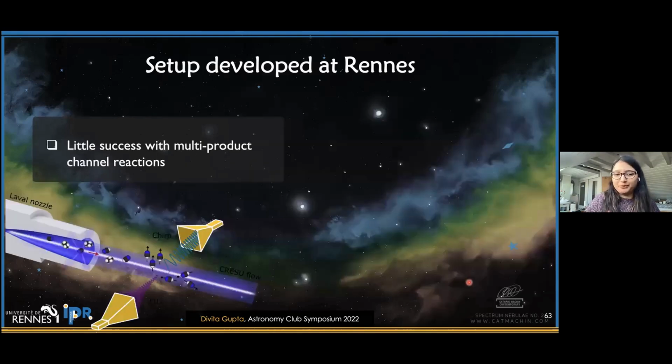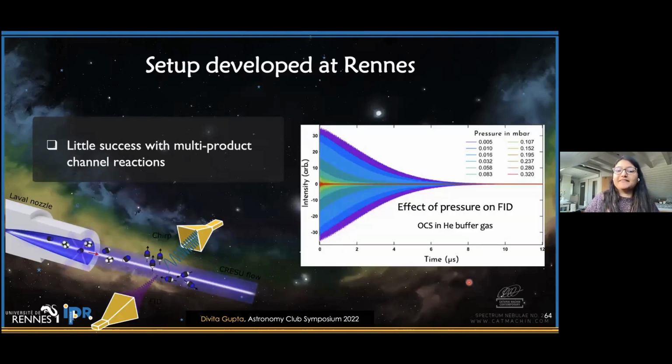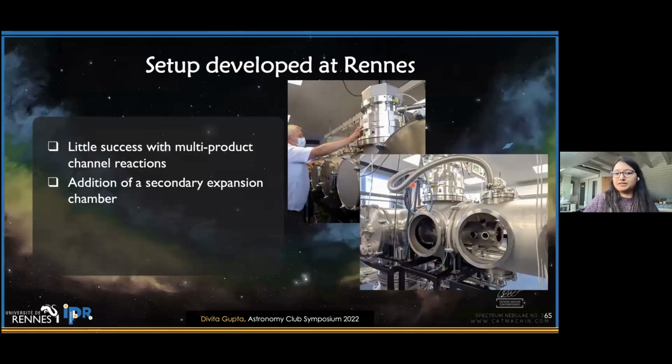However, we had little progress simply with this kind of a setup, and that is because of the pressure conditions. The pressure conditions in the Cresu flow are quite high. And what happens is, if you have really low pressure over here, that is 0.005 millibars, the FID is great. It lasts quite long, the signal is quite intense. However, even if you go up to 0.32 millibars, what you see is in the red over here, where your signal is very less and the FID goes away very quickly. So you do not have enough signal from this.